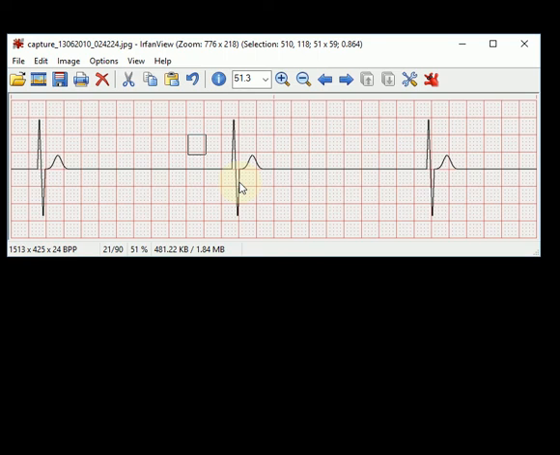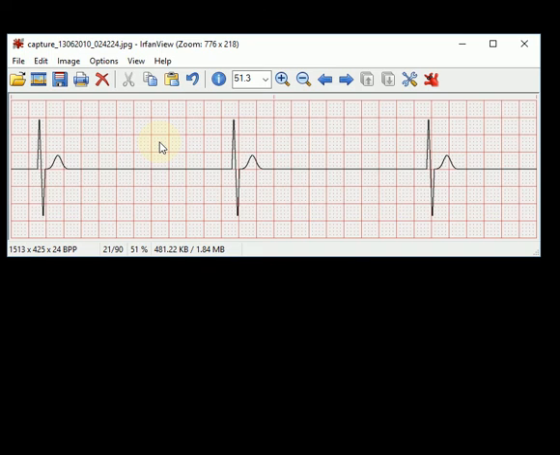Narrow QRSs, there's no P waves here, so you don't have to describe them. There's just no P waves. PR ratio is that I have more QRSs than I have P waves on here. The PR interval is unable to obtain. You don't have any way that you can determine the PR interval here. And the R to R is regular, so the R to R distance is the same.